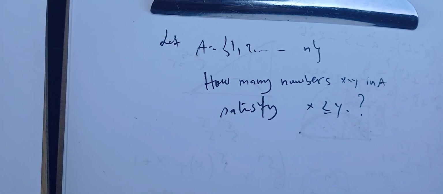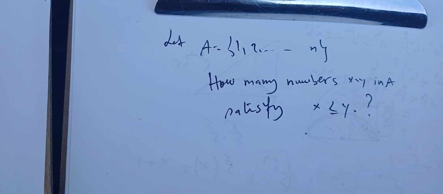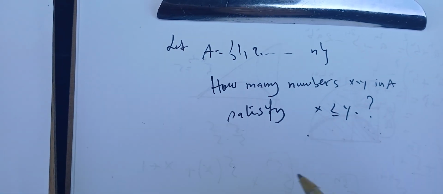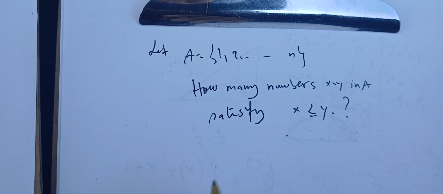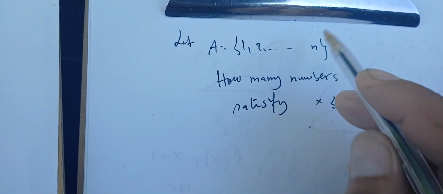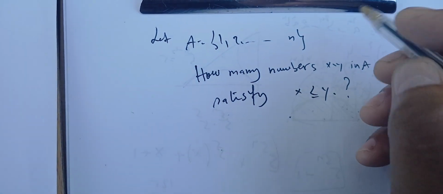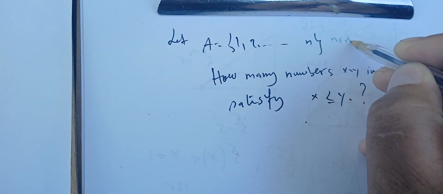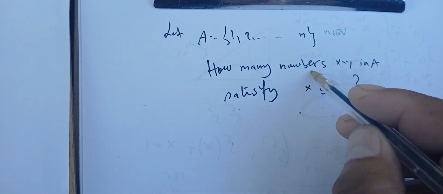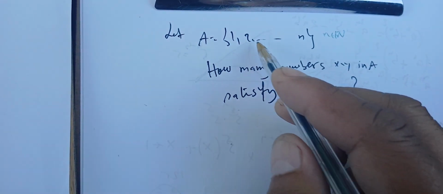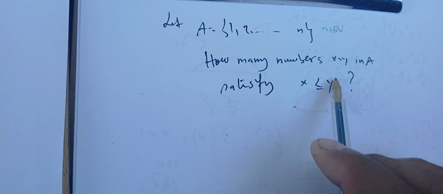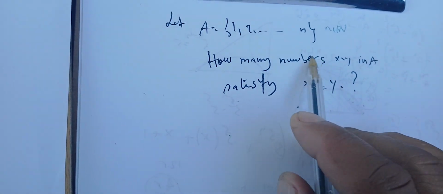In this question, we're going to solve the following equation or inequality. Assume that A is the set of integers from 1 to n, where n is in N, the set of positive integers. Also, x and y are in A. We want to find how many solutions we can find for this inequality.